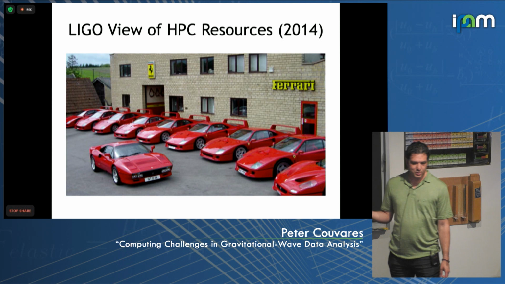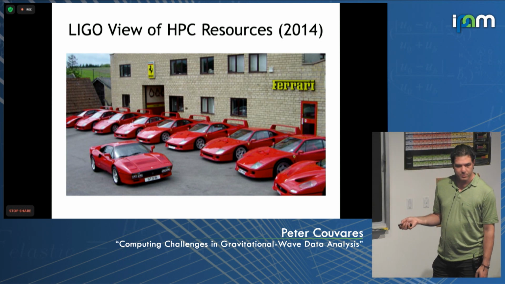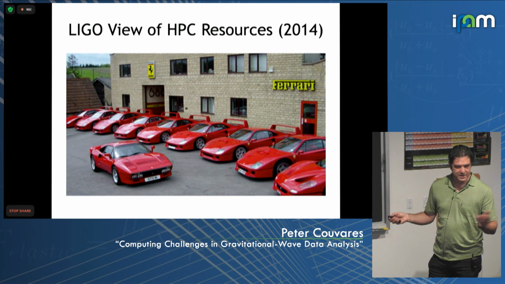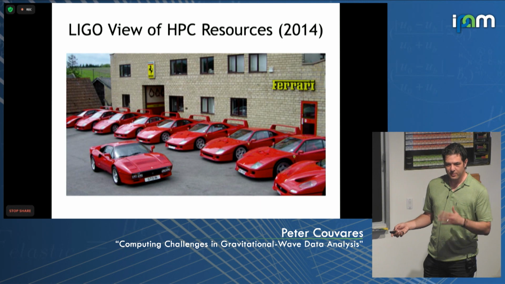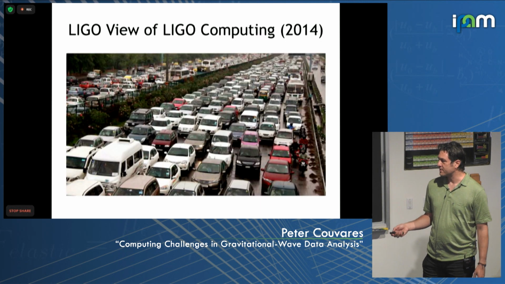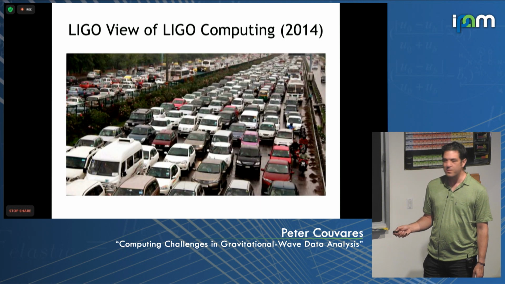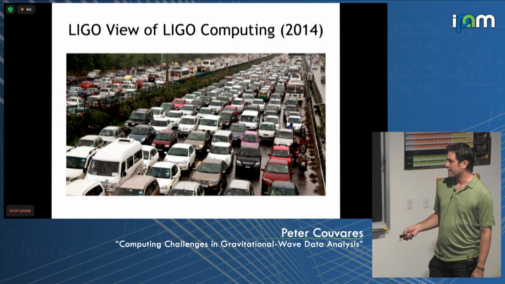Again, I told you how most of LIGO's workflows are high throughput and can be run on very cheap commodity machines. Up until about 2014, our view of HPC resources is that HPC centers are Ferraris, and this is what we need. We need an army of Yugos, not a Ferrari.